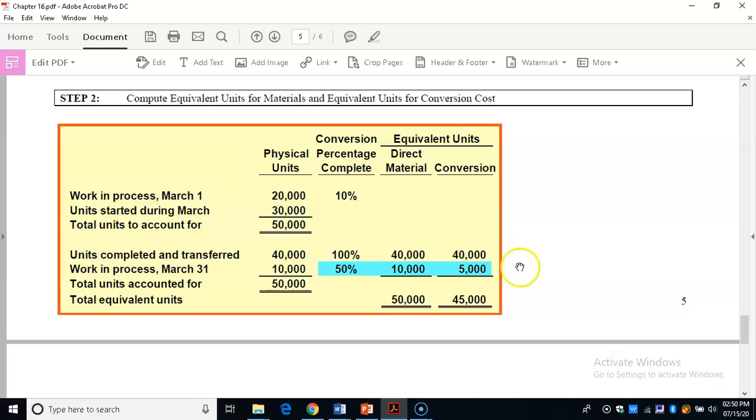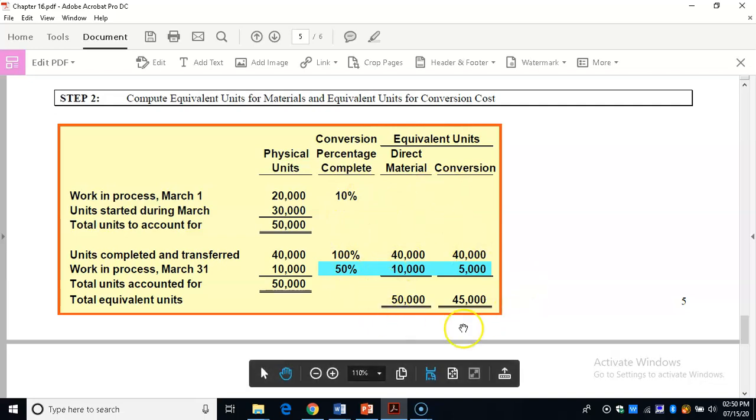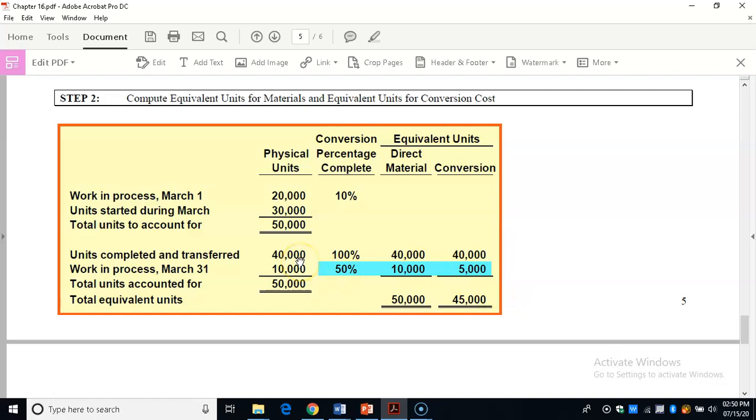Now, what you have to do is you can put an X at the top here and only worry about the bottom part. This is the part that's very important, the bottom part. So the way to figure out the bottom part is we say we have 40,000 physical units. They have 100% of the conversion cost in them. So what's 40,000 times 100%? It's 40,000.